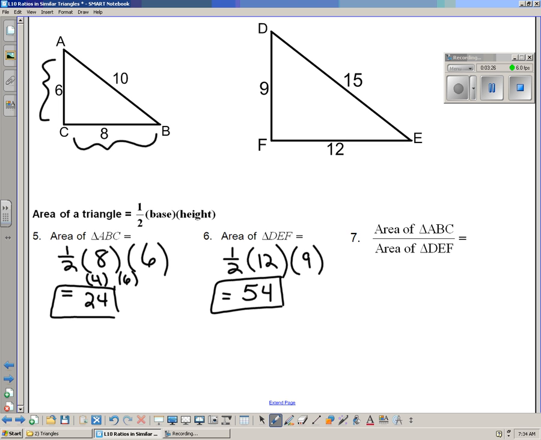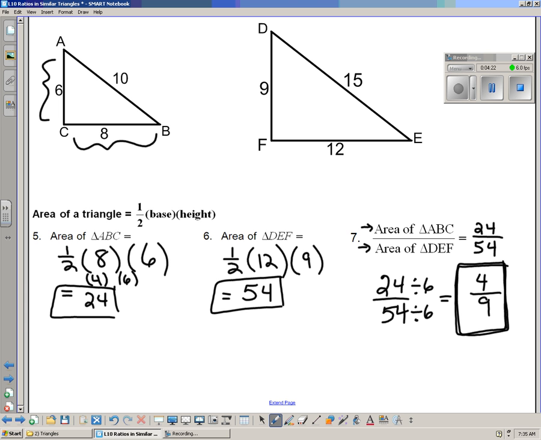And now in question 7, I'm asking you to take the ratio of the area of triangle ABC to the area of triangle DEF. So the area of triangle ABC would be 24, divided by the area of triangle DEF, which is 54. I would like you to pause the movie and reduce that fraction to lowest terms. So 24 over 54, if you reduce, the greatest common factor is 6. And 24 divided by 6 is 4. And 54 divided by 6 is 9. So this is the ratio of the areas. Notice it's not 2 over 3, just like the ratio of the sides and the perimeters were.